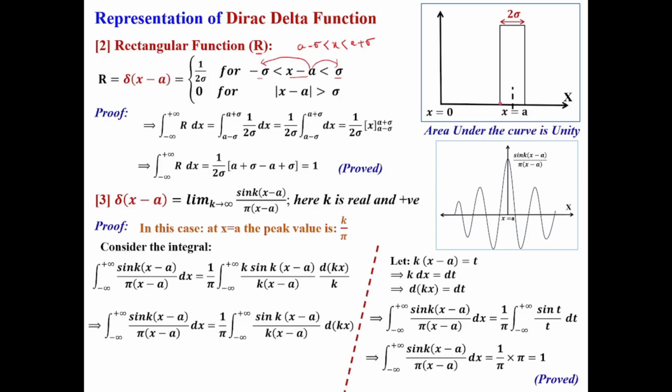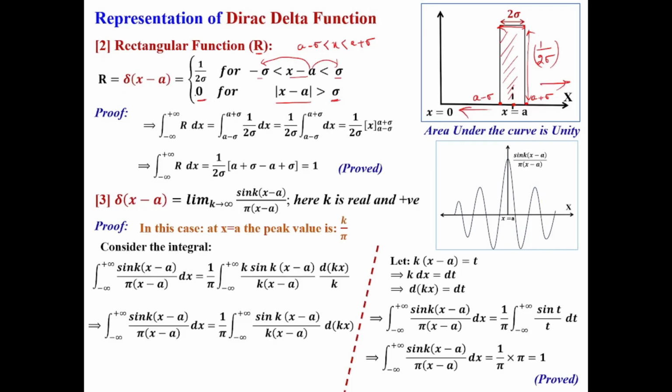That means this point is a minus sigma, and this point is a plus sigma, and the middle point is x equal to a, and this length is 2 sigma, and the magnitude or height is 1 by 2 sigma. So this represents a Dirac delta function that we are going to prove, and elsewhere it is 0. That means where the modulus of x minus a is greater than sigma, beyond this point, on this side and this side, the rectangular function does not exist.